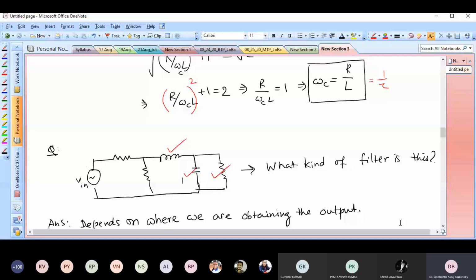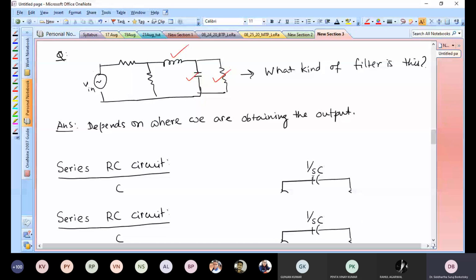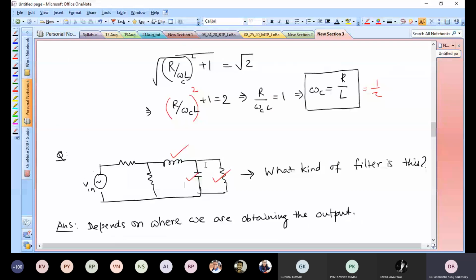And then, okay, so basically we are done with RL. Any questions regarding RL circuits?